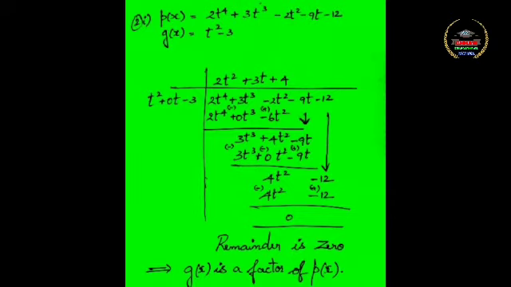Therefore, you can say that g of x is a factor of p of x. That is, t squared minus 3 is a factor of 2t power 4 plus 3t cube minus 2t squared minus 9t minus 12.